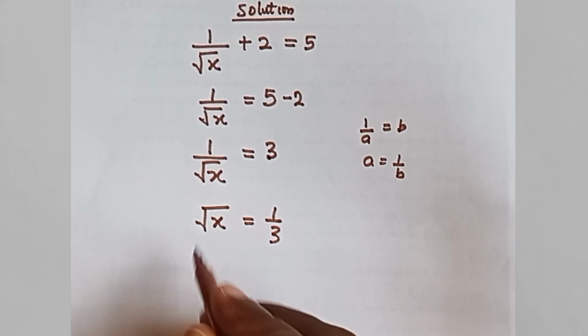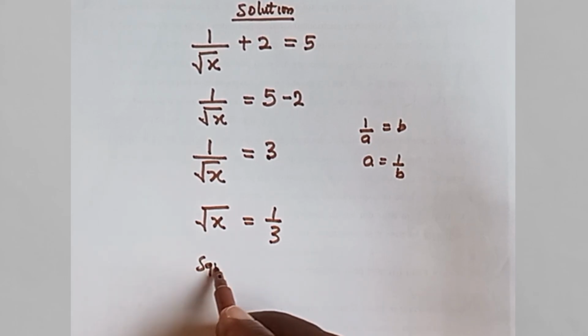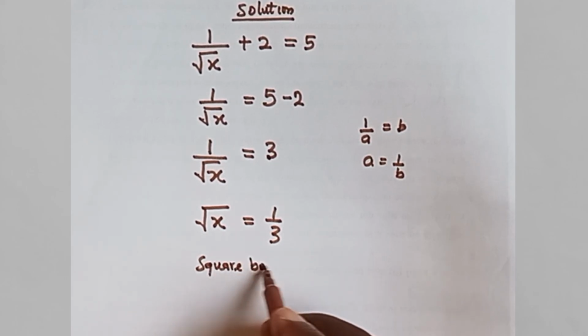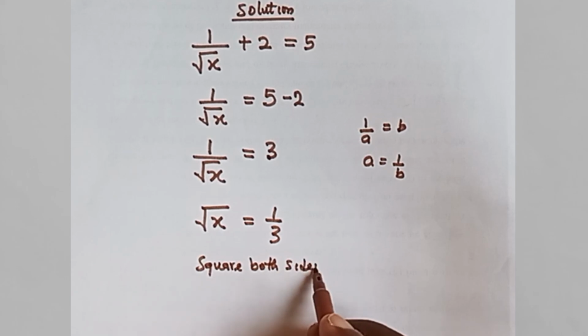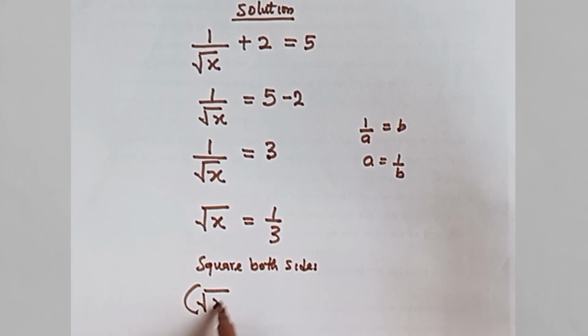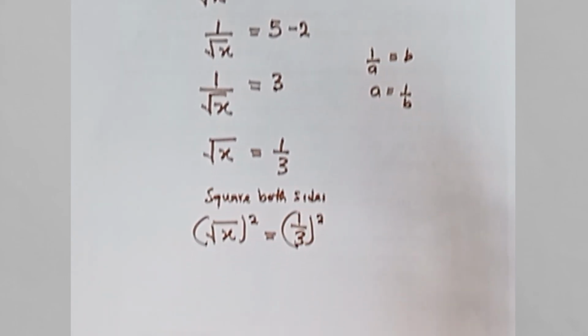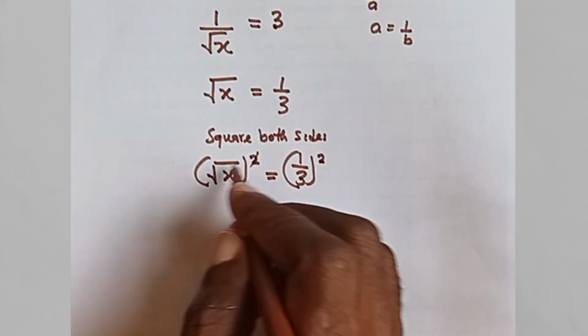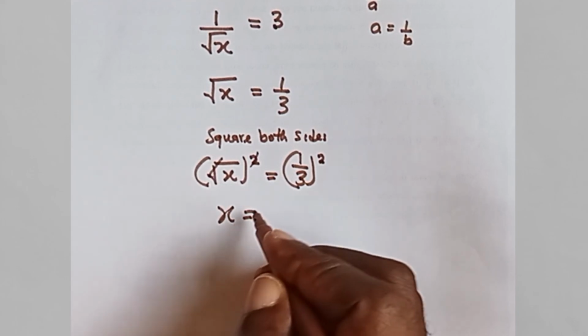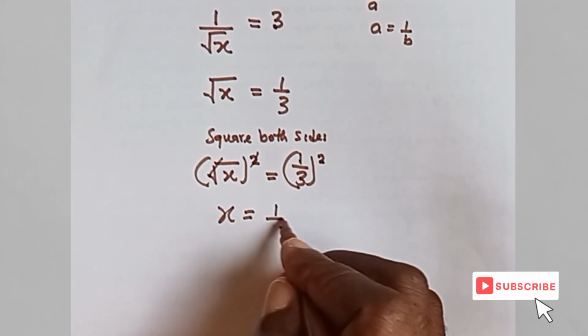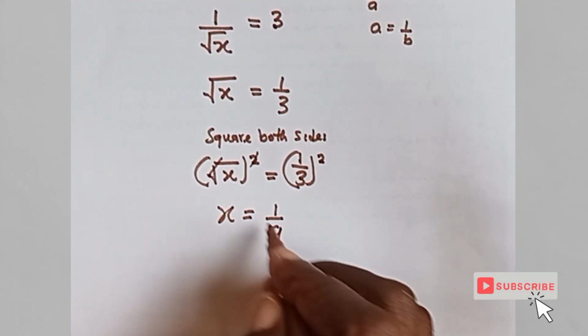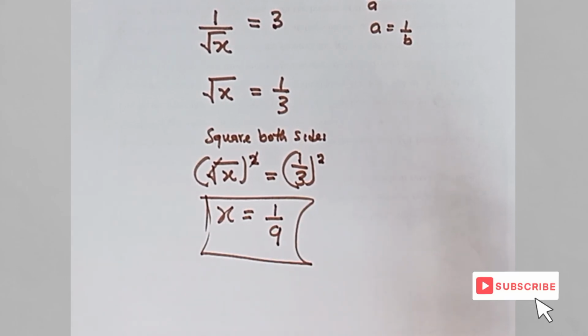So what do we do? We square both sides. So we square this, and we also square this. All right, so the square cancels the square roots. We have x equals 1 squared is 1, 3 squared is 9. So x equals 1 over 9.